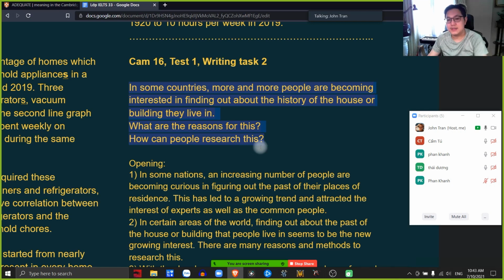Basically, in the opening, you just have to rephrase, or you just have to mention every little keyword or thing in the essay title, okay, including the question as well.